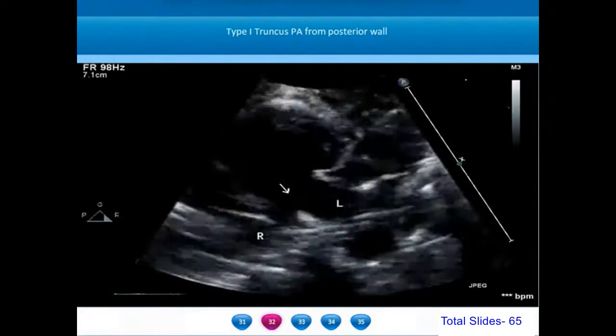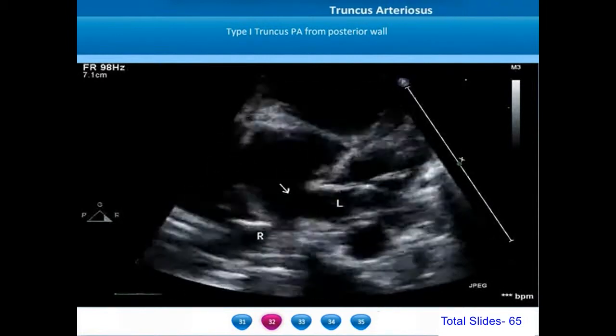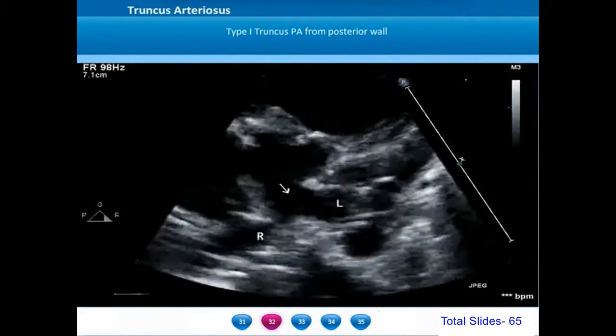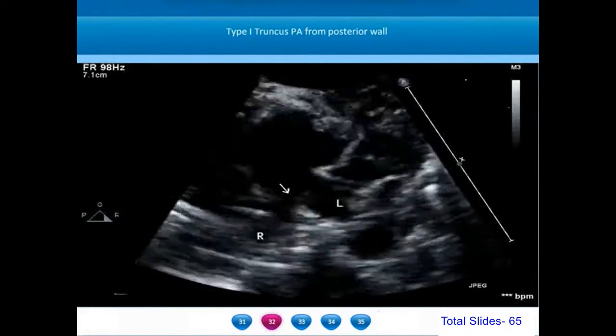On the parasternal short axis view, after assessing the valve morphology, when we sweep a little superiorly, we will be able to appreciate the main pulmonary artery arising from the posterior wall of the truncus, shown by an arrow, and immediately branching into the right and left pulmonary arteries.